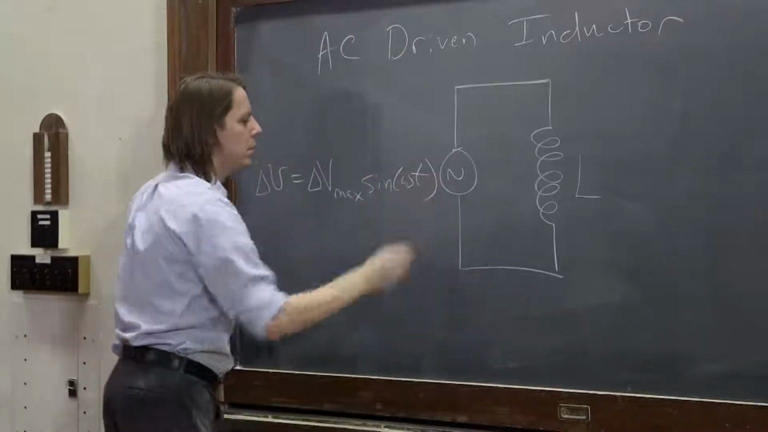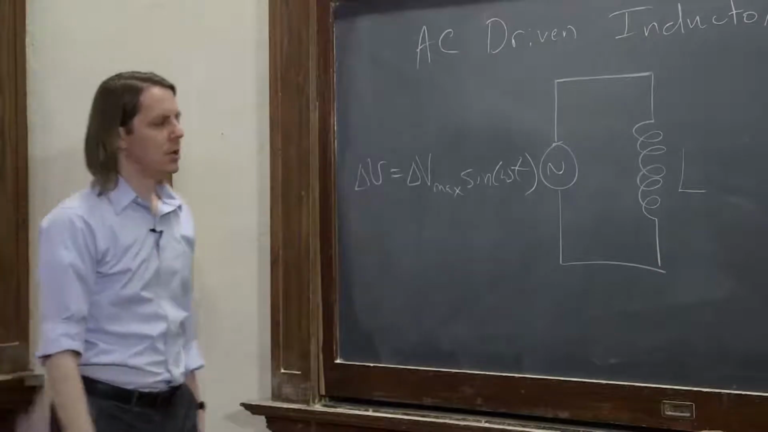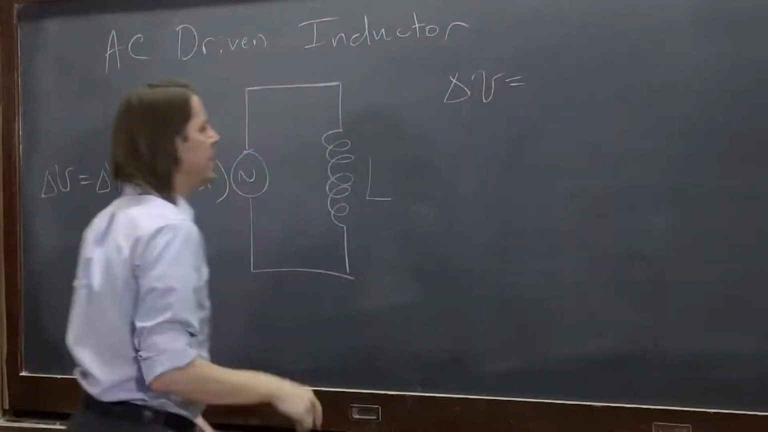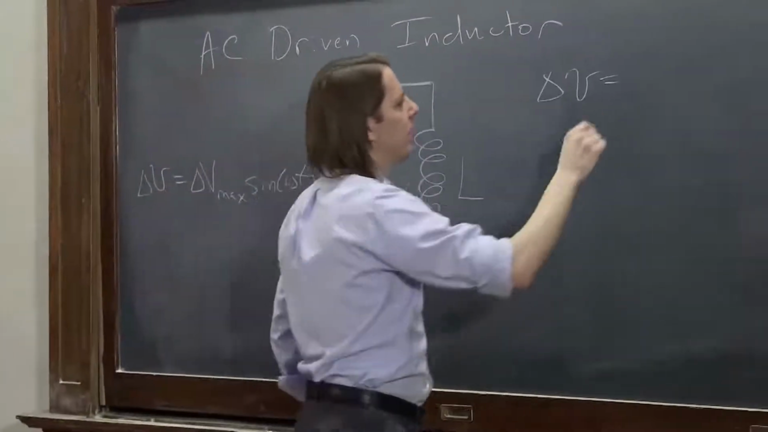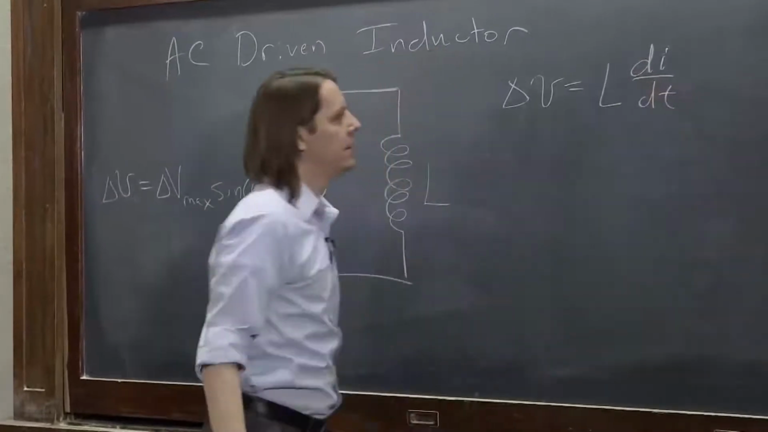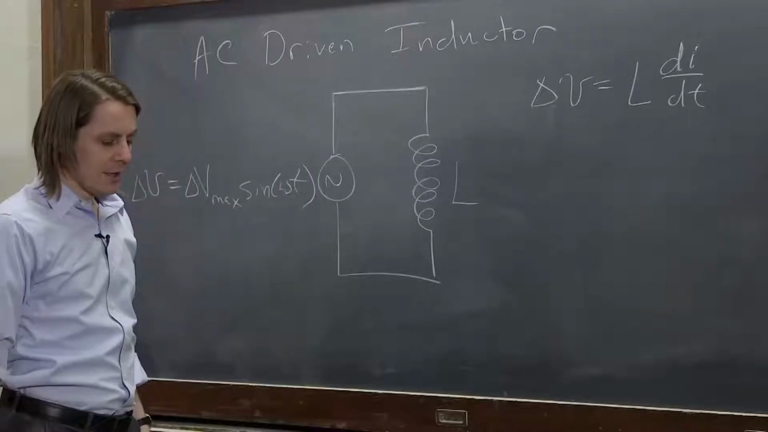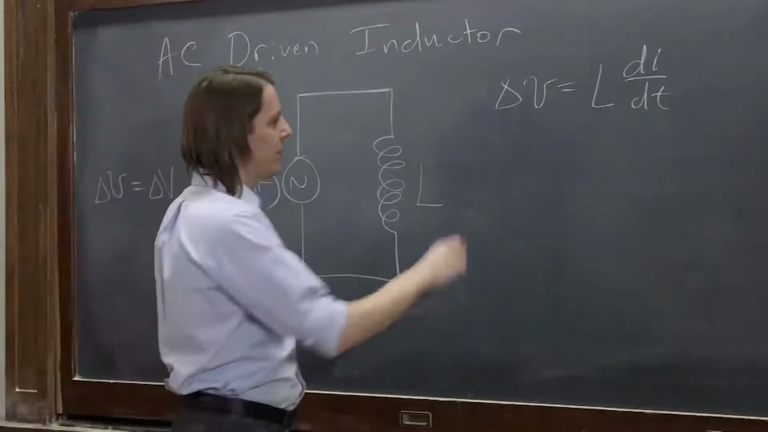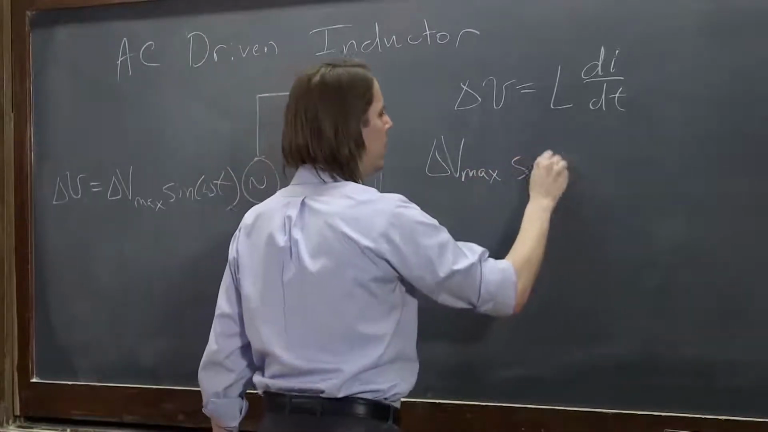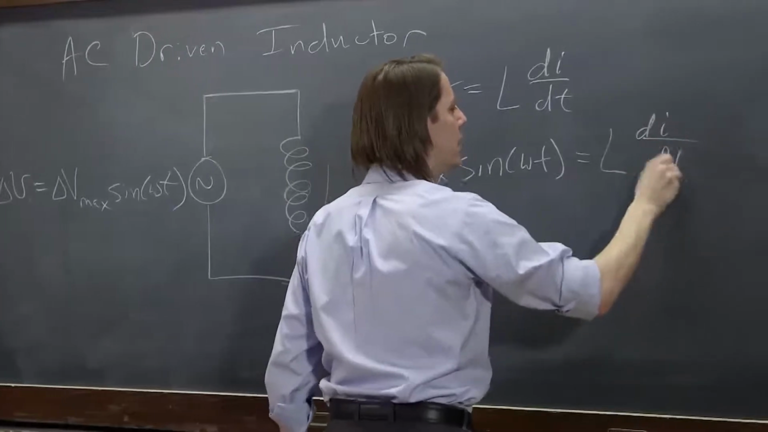sine omega t. Well, what's going to happen? Well, let's not get into it too much. Let's say delta V, the voltage across, has to be across the inductor, so it has to be equal to L di dt, according to the freshman textbook. And then we start plugging in, solving for things. This is, of course, delta V max sine omega t equals L di dt.